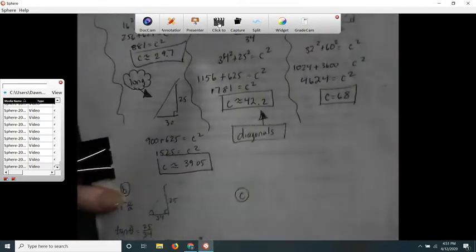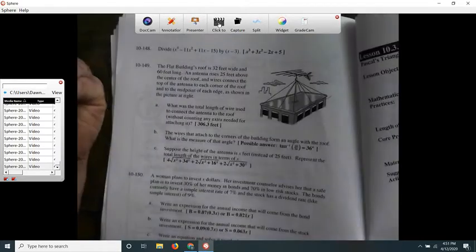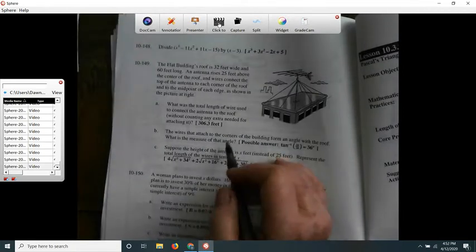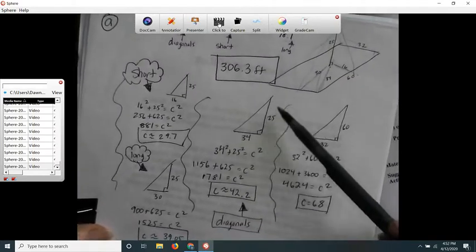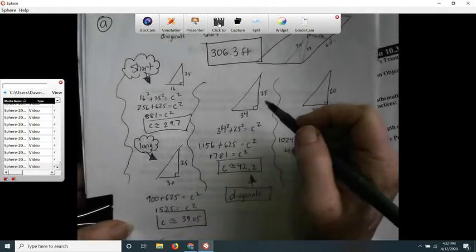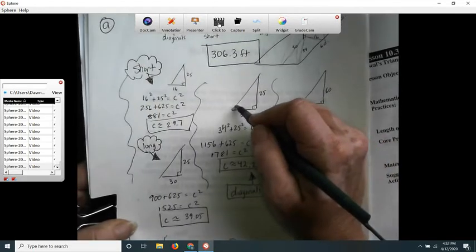Now for letter B, I can just use some of my diagrams. Letter B says the wires that attach to the corners of the building form an angle with the roof. So these are the corner wires. What's the measure of the angle? I already have a picture of the corner wires. I called them the diagonals. So I just need to know what that angle is at the corner.